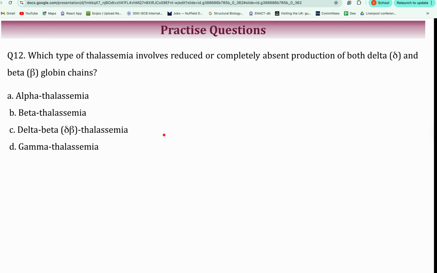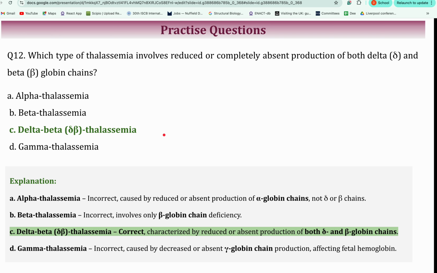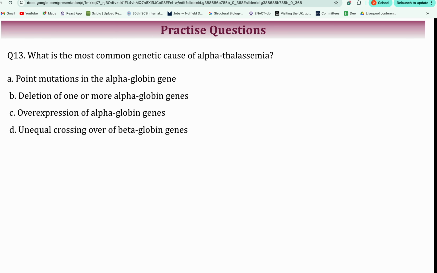Okay, so now let's see. So the right answer is option C, and we have already discussed it, so I'll not go into the detail. So next question is, what is the most common genetic cause of alpha thalassemia?